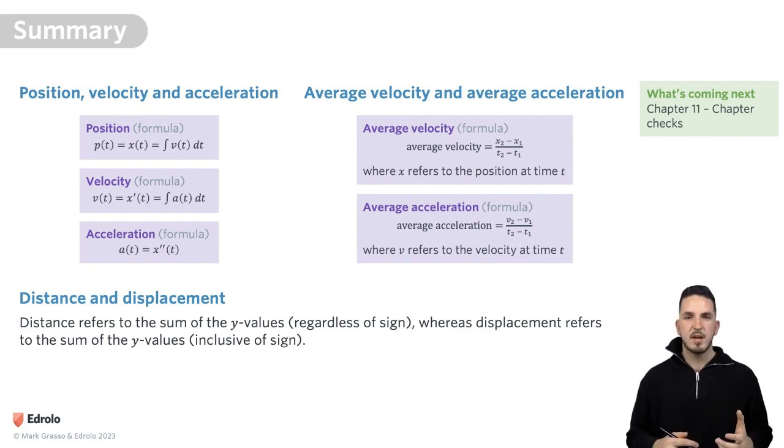For distance and displacement, distance refers to the sum of the y values regardless of the sign, so it doesn't matter whether they're positive or negative, you're adding those distances together, whereas displacement refers to the sum of the y values inclusive of a sign. So essentially, if you started at 126 and then you finished at 126, displacement would be 0.